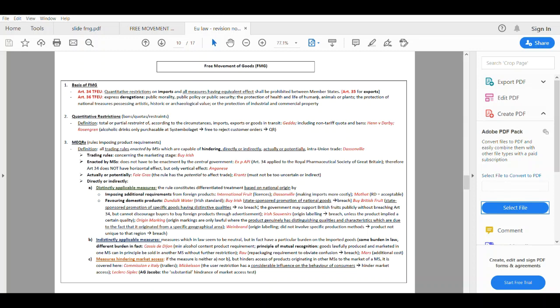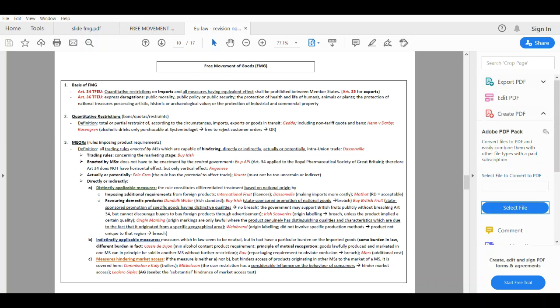Now we'll consider the definition of QR, or quantitative restriction, and MEQR, or measures having equivalent effect to quantitative restrictions. QR is defined in the case of Geddo. In that case, the Court of Justice defined a QR in quite simple terms: any measure which amounts to a total or partial restraint of imports, exports or goods in transit. So a quantitative restriction can be a quota or it can be a ban.